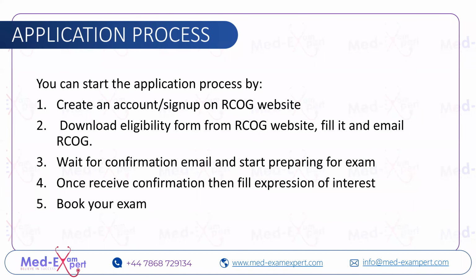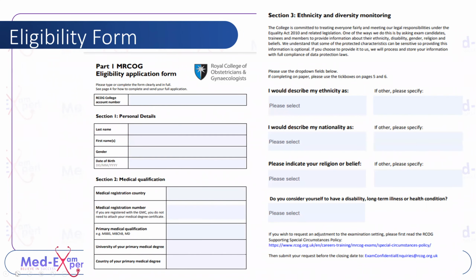You will get one eligibility form from the RCOG website, and you have to fill that and email it. So this is the eligibility application form. But first and foremost, you have to create your own account. That is the most important. Once you create your own account by signing up, you get the RCOG college number, which is very important. You should never lose that RCOG college account number, because with this number only, you will be applying further for part two and part three also.